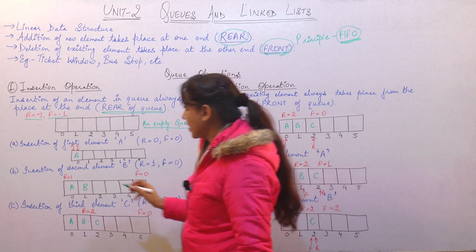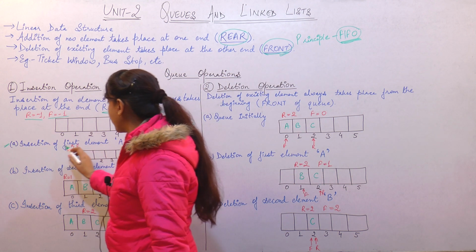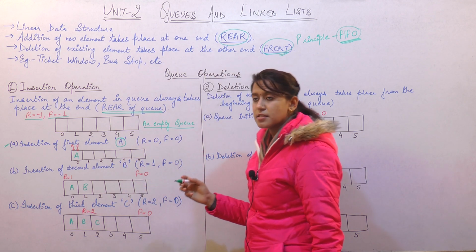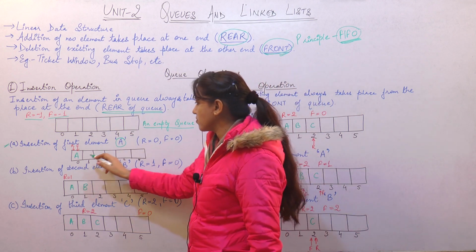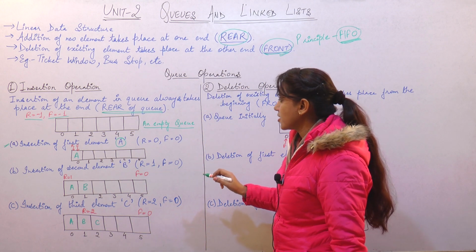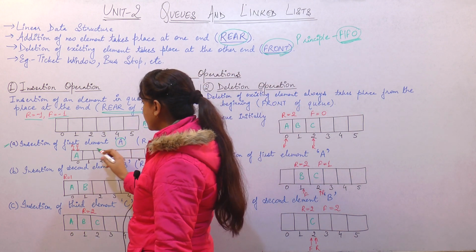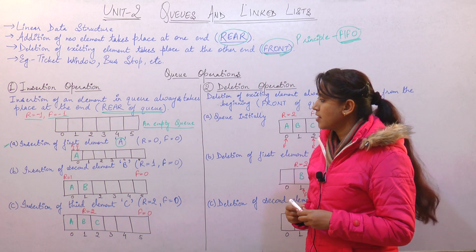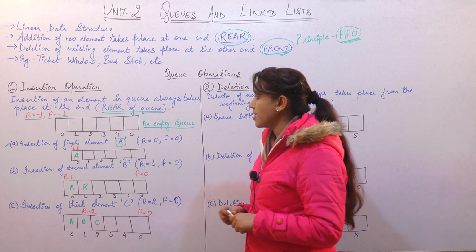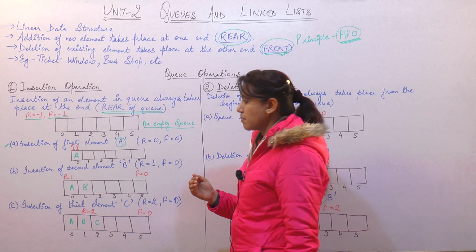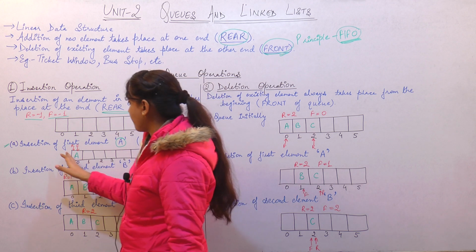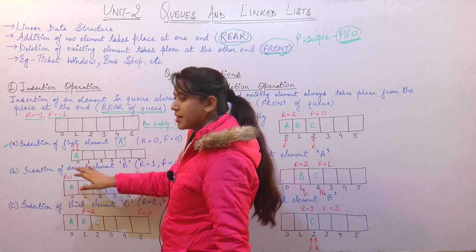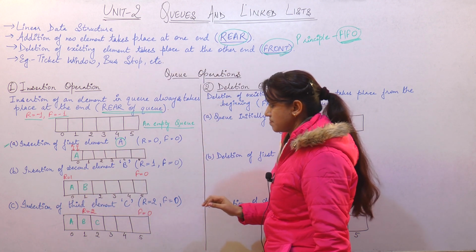So when we are inserting the first element, that is A, to the empty queue, the value of rear and front will increase by 1. So the value of the rear end will now become 0 and the front end will also become 0.